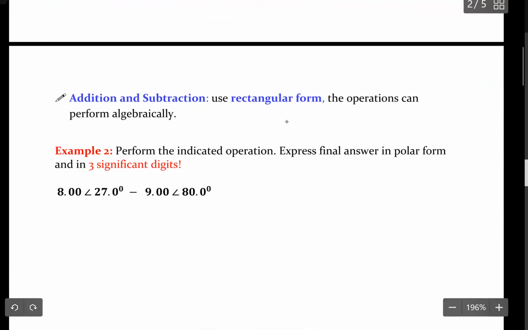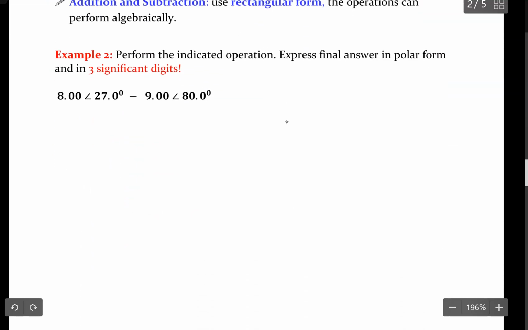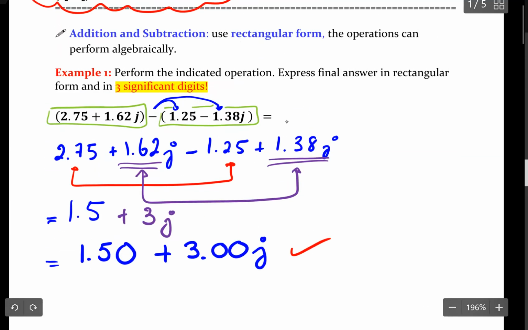In the next example, I am asking everyone to subtract these 2 complex numbers, and these 2 complex numbers happen to be in polar form. So ask yourself this question: is there any rule for me to subtract 2 complex numbers in polar form? Let's go up here.